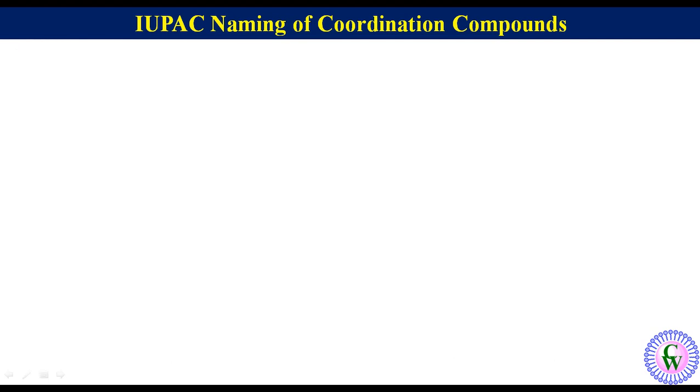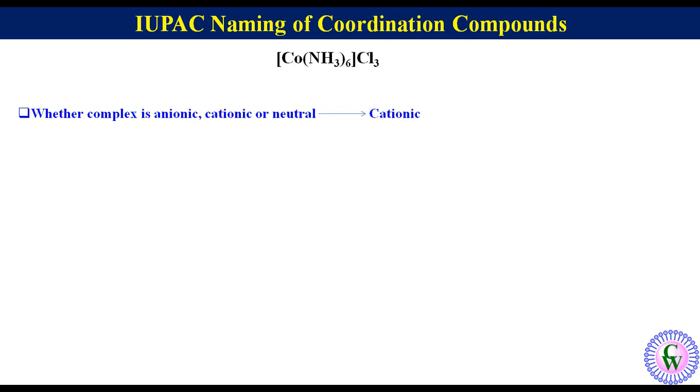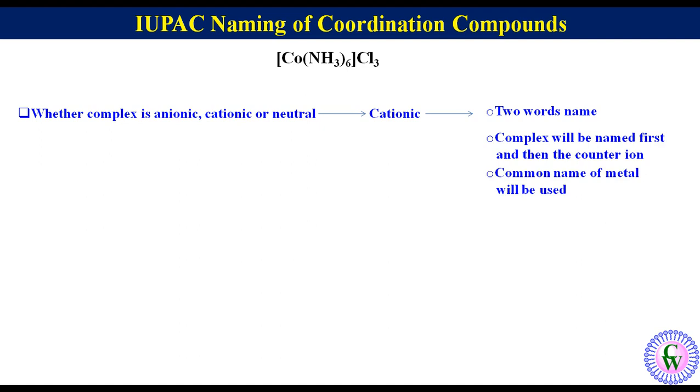Now we will do some exercises. Suppose we have to find the IUPAC name of [Co(NH3)6]Cl3. For this, we will follow these steps. Find out whether the complex is anionic, cationic or neutral. This complex is cationic because the counterion outside the bracket is an anion. So, the IUPAC name will have two words. The complex ion, being a cation, will be named first and then the counterion. And the common name of the metal will be used, which is cobalt in this case.